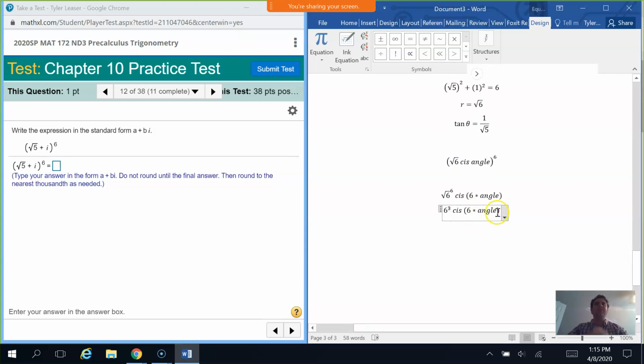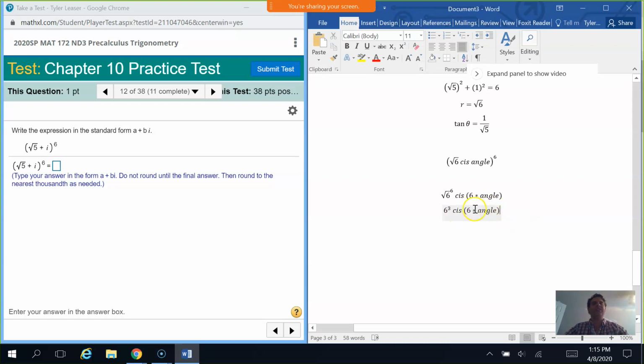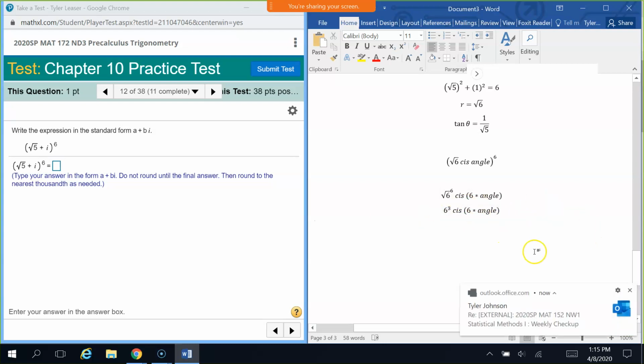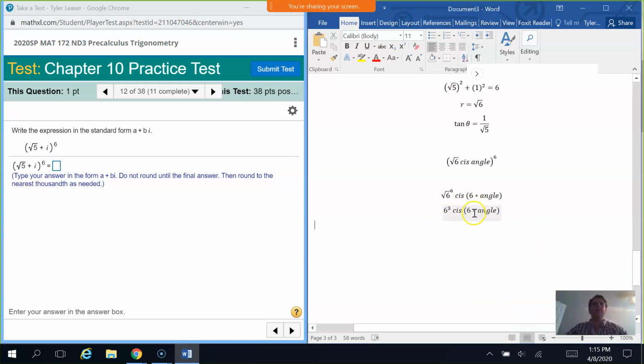All right, and then we're pretty much done at this point. It's just that we don't know what that angle is. So this is why it says to round. You would just plug in whatever the angle is times 6, and then do cosine of it plus sine of it, and figure out what it has to be. Okay, we'll have to skip that one since we don't have a calculator.